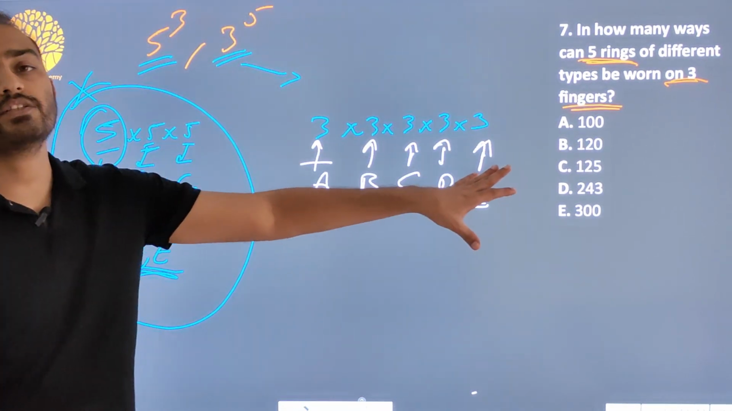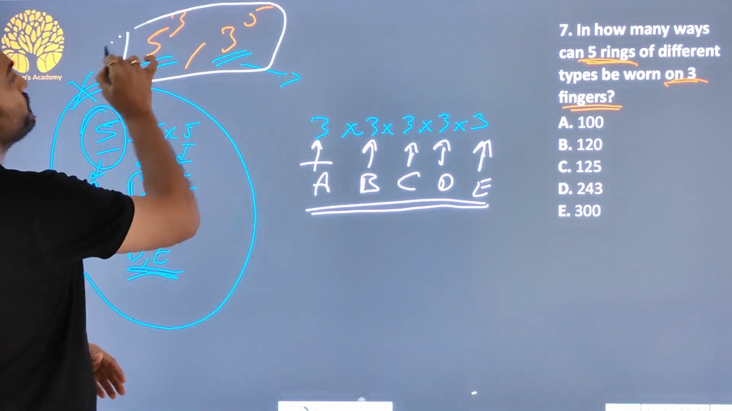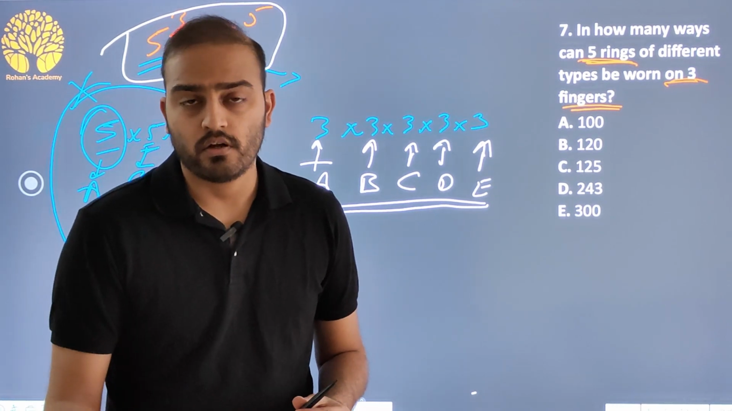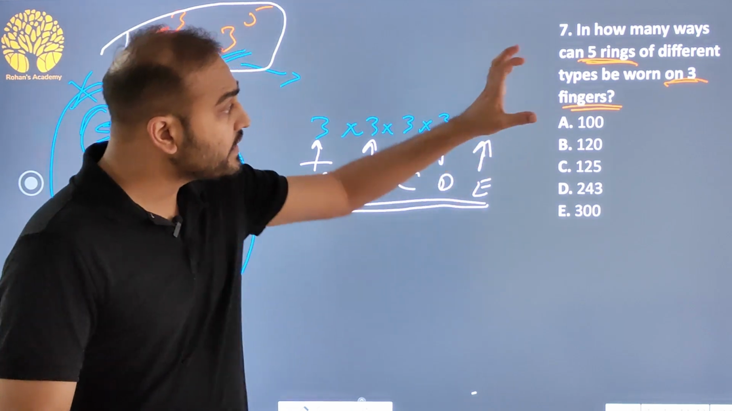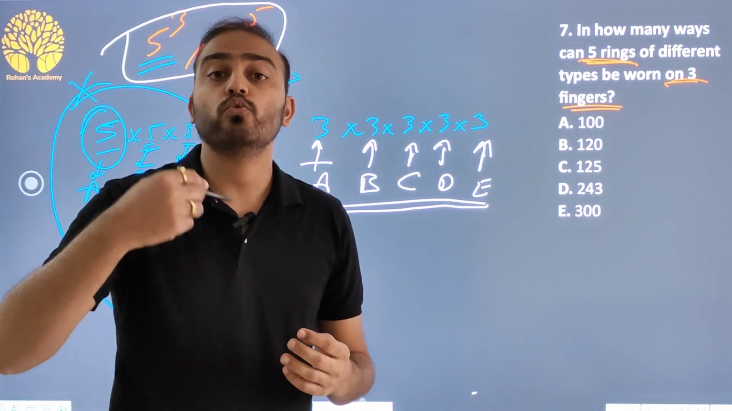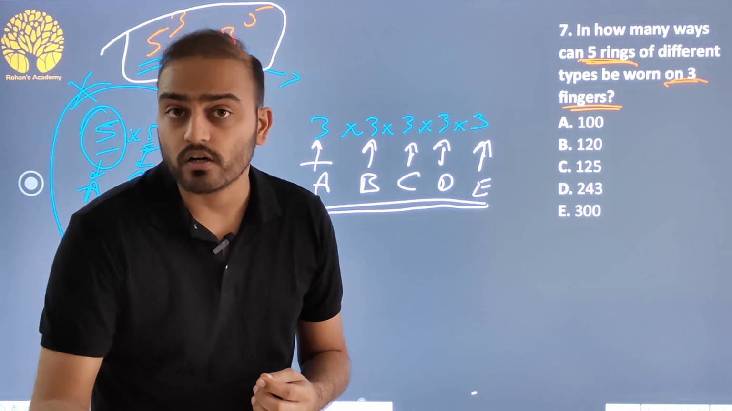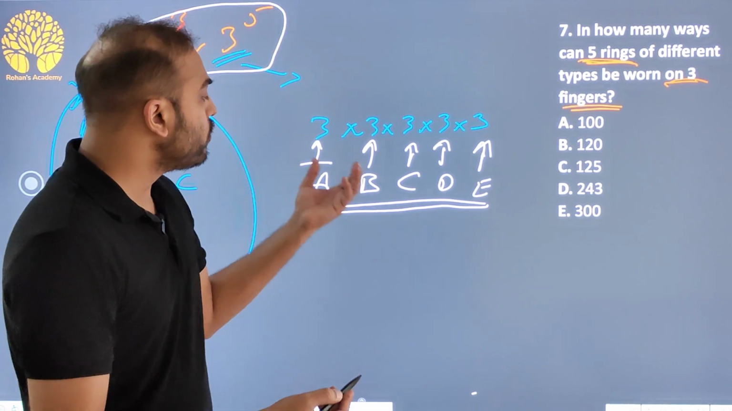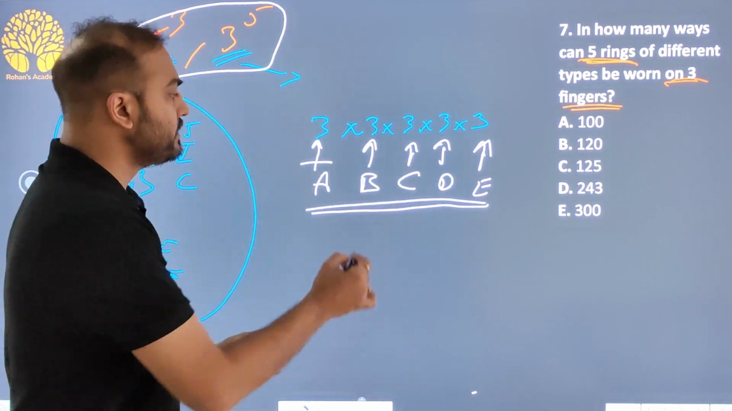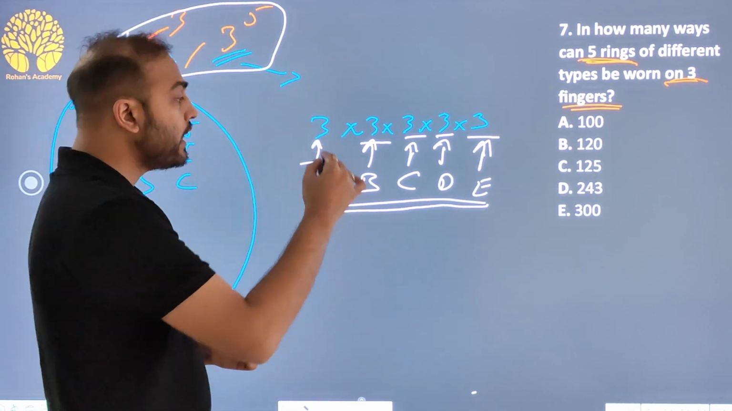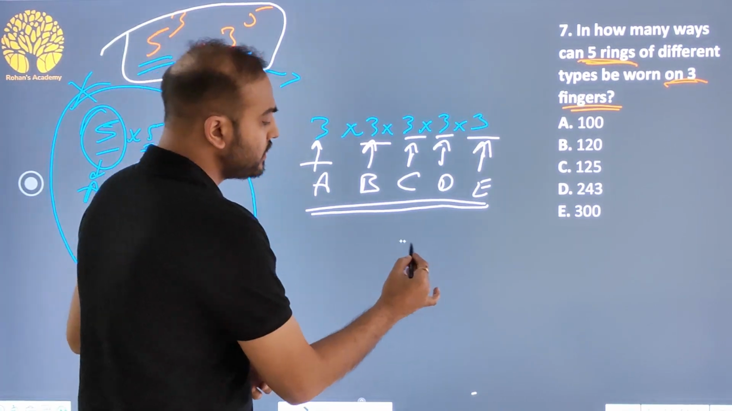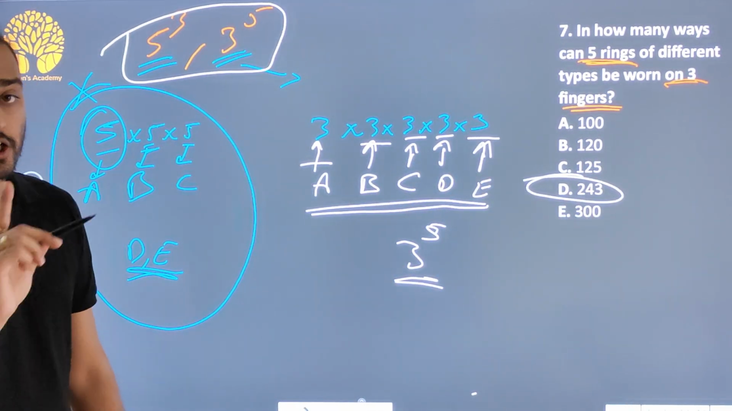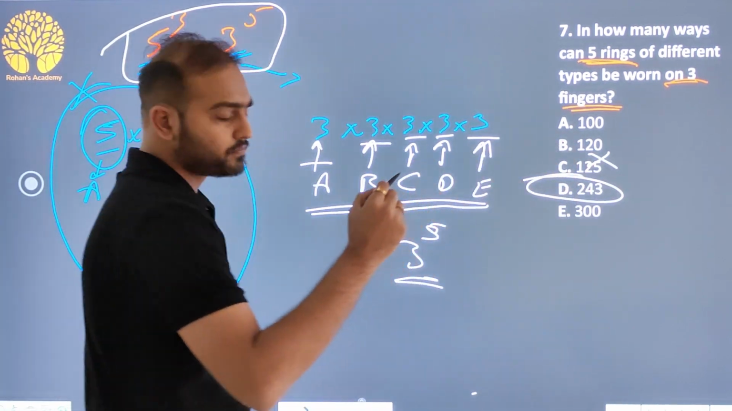Okay, it's a very easy question. We all get confused here. So remember, understand what it is that can repeat. In this case, the fingers can repeat. You can wear multiple rings on the same finger. So the ring is not repeating, the finger is repeating. So go for rings, make 5 spaces for rings and then repeat your fingers. Hence, the answer here has to be 3 power 5 and not 5 power 3.